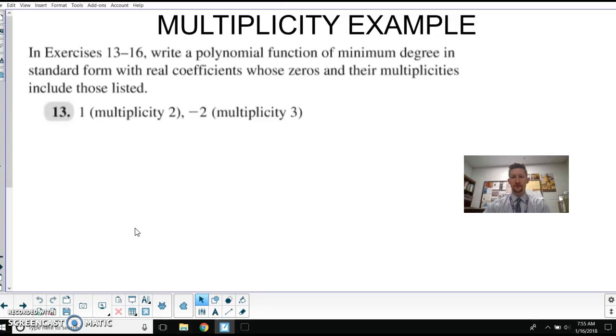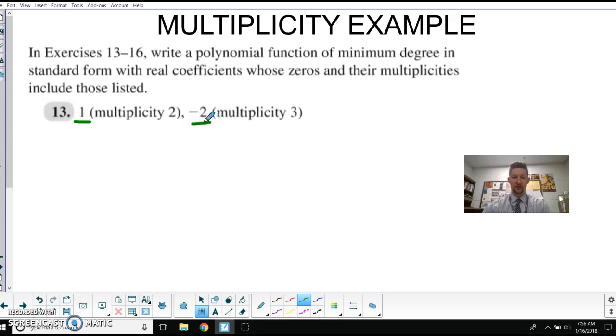Hey, pre-calc students, we're going to do a quick example on writing a polynomial given zeros that have multiplicities, meaning that these particular numbers are zeros more than once for a particular polynomial function. The directions say: write a polynomial function of minimum degree in standard form with real coefficients whose zeros and their multiplicities include those listed. We're told that we have a zero of 1 with a multiplicity of 2, which means that 1 is a zero twice.